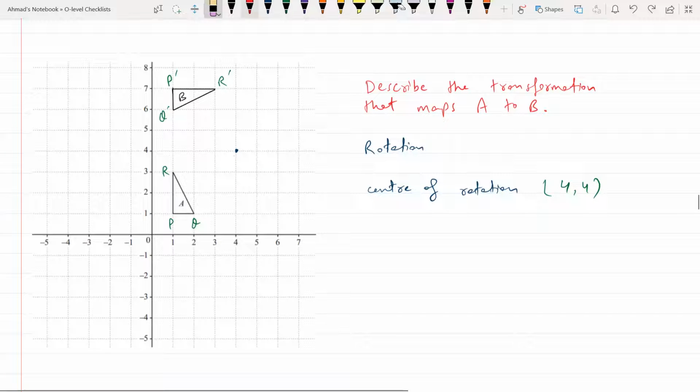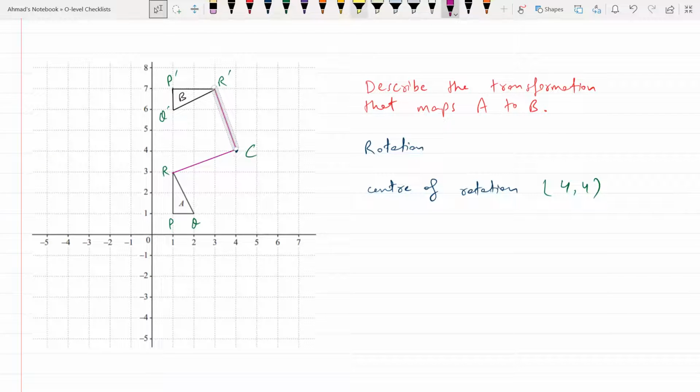Join any corresponding points, and that will give you an idea. So, for instance, the center is this. This is the center of rotation. From the center of rotation, you join any corresponding points. So, let's say I join C and R here, and I join C and R dash. You join any set of corresponding points with the center.